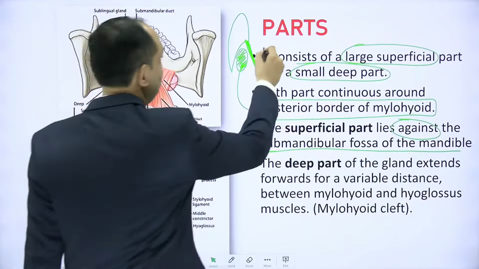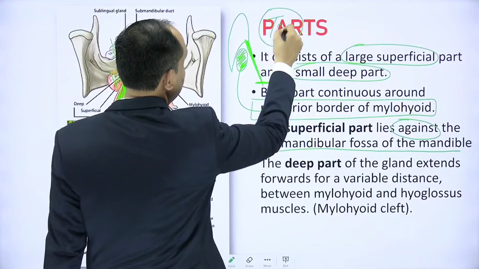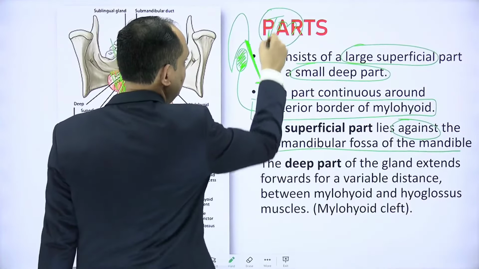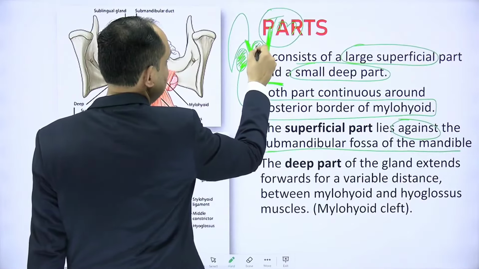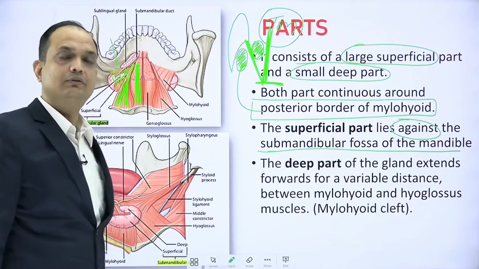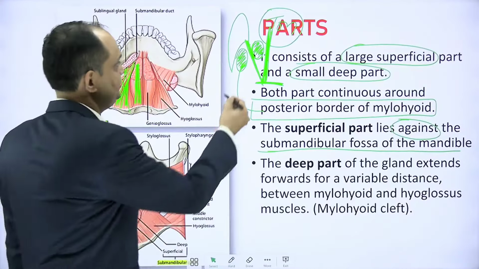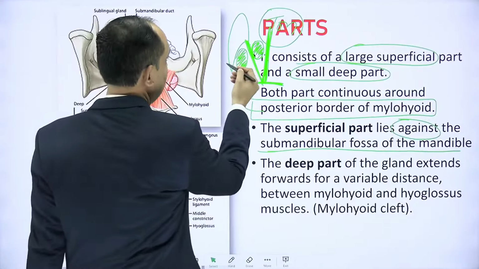Then you have one more muscle, arising from the hyoid bone and going into the tongue. Suppose this is the tongue; this muscle is known as hyoglossus. Again there is a gap between these two muscles, and this gap contains the deep part of the submandibular gland. Because mylohyoid is a J-shaped muscle, the gland has a superficial part on the lateral surface of mylohyoid and a deep part on the deep surface of mylohyoid, and both parts are continuous with each other around the posterior border of mylohyoid. The deep part is present in the intermuscular space, which is also known as the mylohyoid cleft.